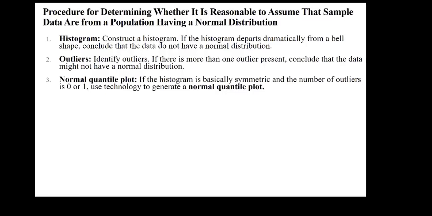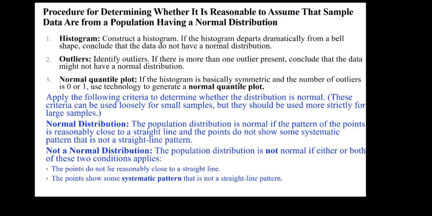Normal quantile plot. If the histogram is basically symmetric and the number of outliers is 0 or 1, use technology to generate a normal quantile plot. Apply the following criteria to determine whether the distribution is normal. These criteria can be used loosely for small samples, but they should be used more strictly for large samples. Normal distribution. The population distribution is normal if the pattern of the points is reasonably close to a straight line, and the points do not show some systematic pattern that is not a straight line pattern.